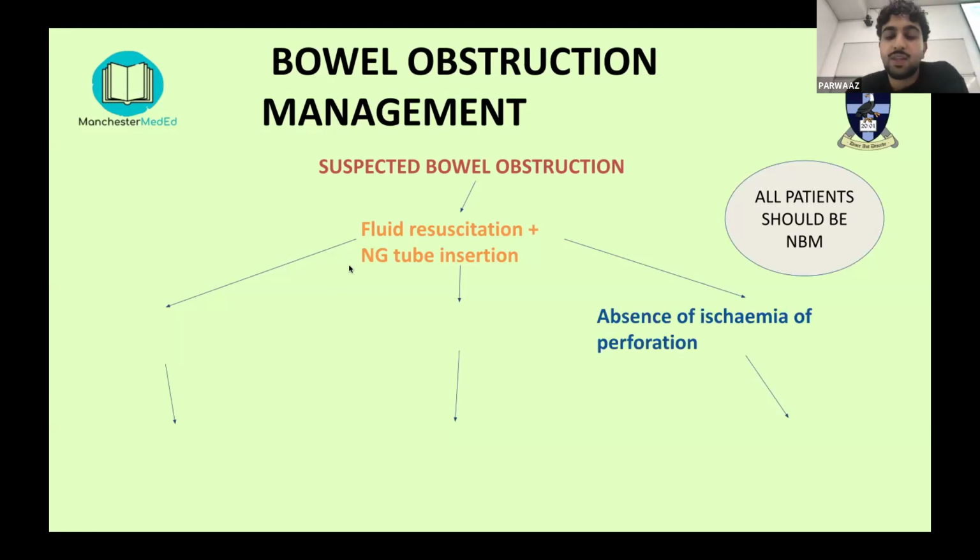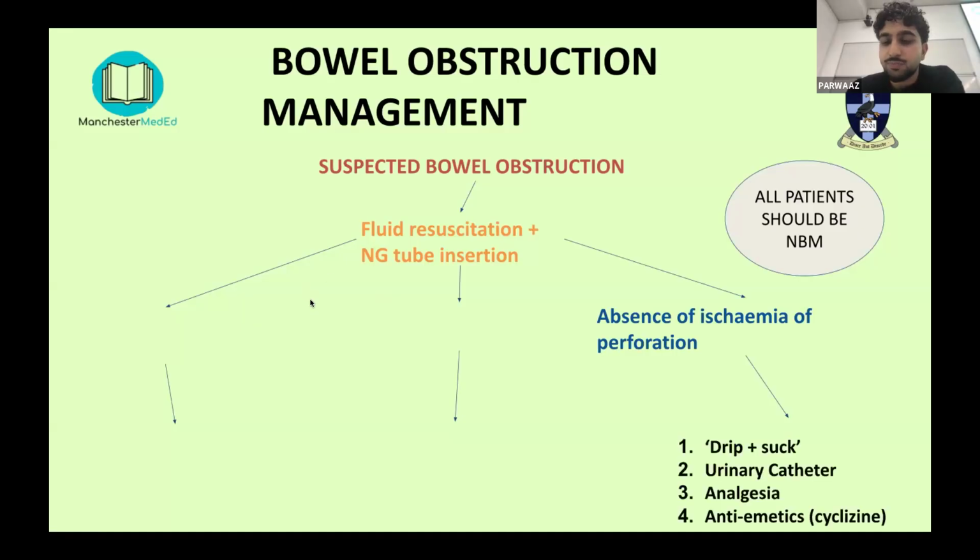So in the absence of ischemia or perforation, and in the absence of any predetermined cause of an obstruction, you'll see drip and suck being used quite a lot for small bowel obstruction. Drip stands for IV fluids, so an IV drip to replace the fluid loss, and suck essentially from the Rolls tube. You can aspirate air and decompress the small bowel. Okay. And this only works for small bowel obstructions.